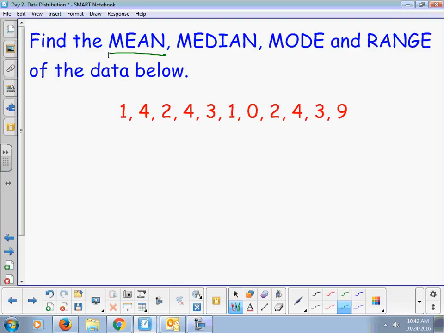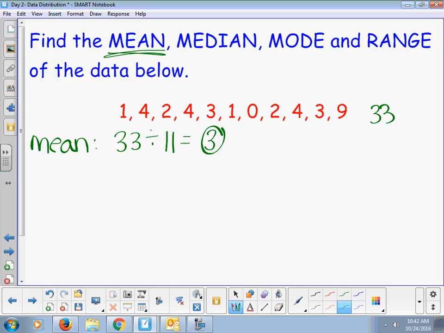Okay, when you find the mean, you are finding your average. You have to add all the values up and divide by your number of numbers, or number of data. So when you add all of these values up, 1 plus 4 plus 2 plus 4 plus 3 plus 1 plus 0 plus 2 plus 4 plus 3 plus 9, what did you get? 33. How many numbers are there? 11. So you take 33 and divide by 11 to get 3 for your mean.